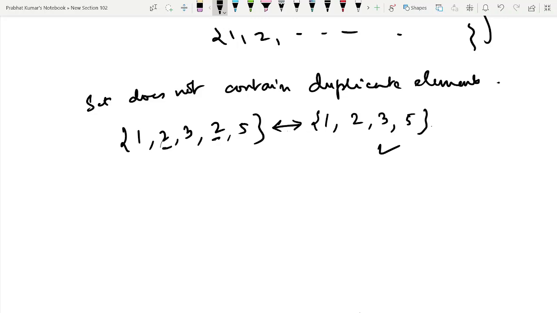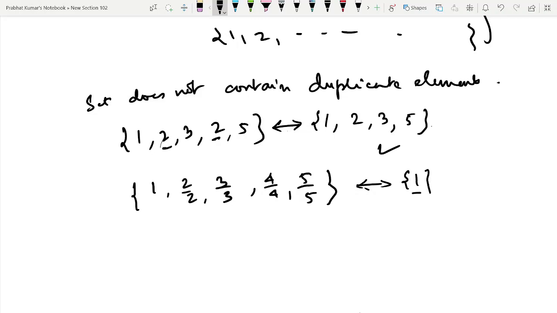Now, one thing you must keep in mind is that set theory itself does not come with operators, right? Suppose I ask you, is 1, 2 by 2, 3 by 3, 4 by 4 and 5 by 5 a set? Using the previous knowledge, one can say that these are all 1. So they are all duplicates. So basically this is not a set. The underlying set for this concept can be covered using 1 only. So it is a non-duplicate set, but this is not a set, right?